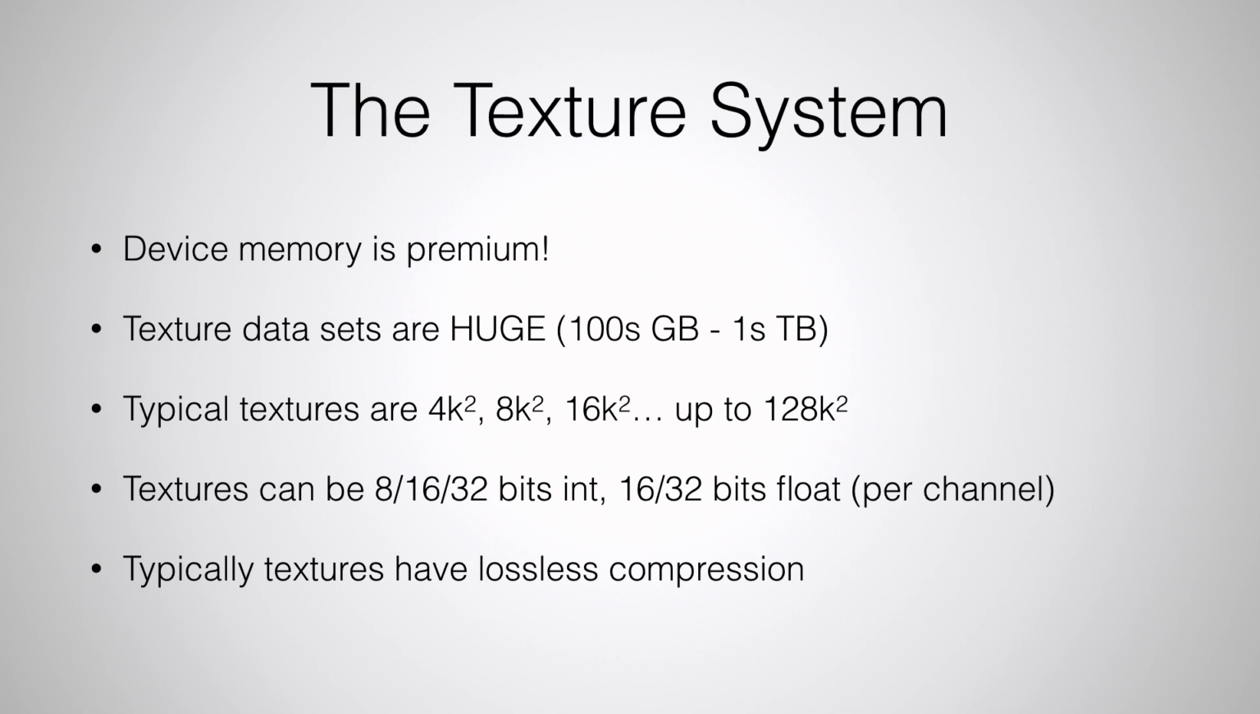The texture system relies on textures, and if there is something more than geometry in those scenes, this is texture. Device memory is premium. We have a limited quantity, and the texture data sets tend to be huge. Hundreds of gigabytes, even terabytes on a shot these days. Typical textures are 4K square, so 4,000 by 4,000 resolution, or 8K. We start to see some 16K square, all the way up to 128,000 by 128,000 square.